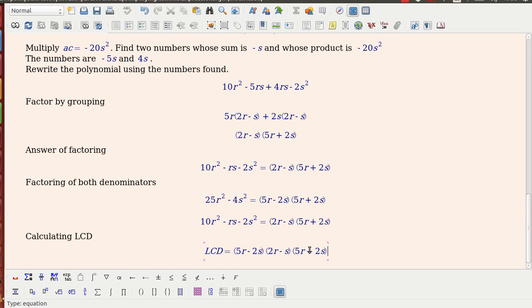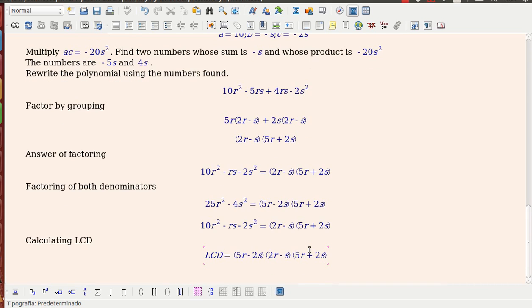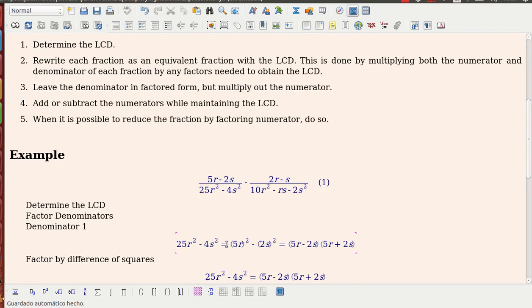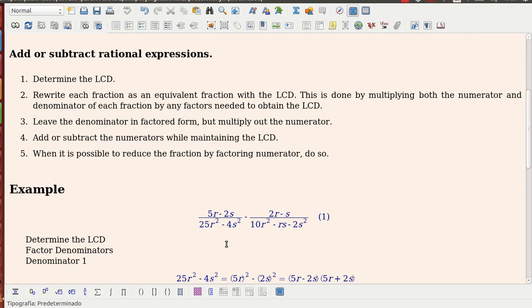We have the LCD. Now let's go to step number 2 because we are adding and subtracting. Rewrite each fraction as an equivalent fraction with the LCD. This is done by multiplying both the numerator and denominator of each fraction by any factors needed to obtain the LCD.